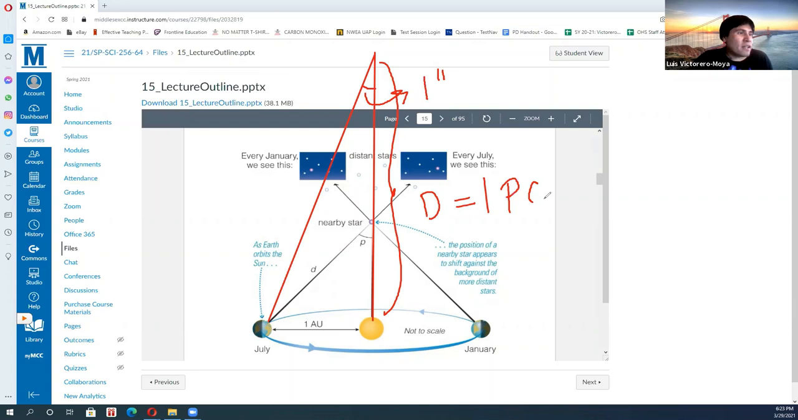And that's almost exactly 3.26 light years. It looks like a random number, but it has to do with this particular property. All right. It's not because there's a star here. It's just that it's a very tiny value for this angle.